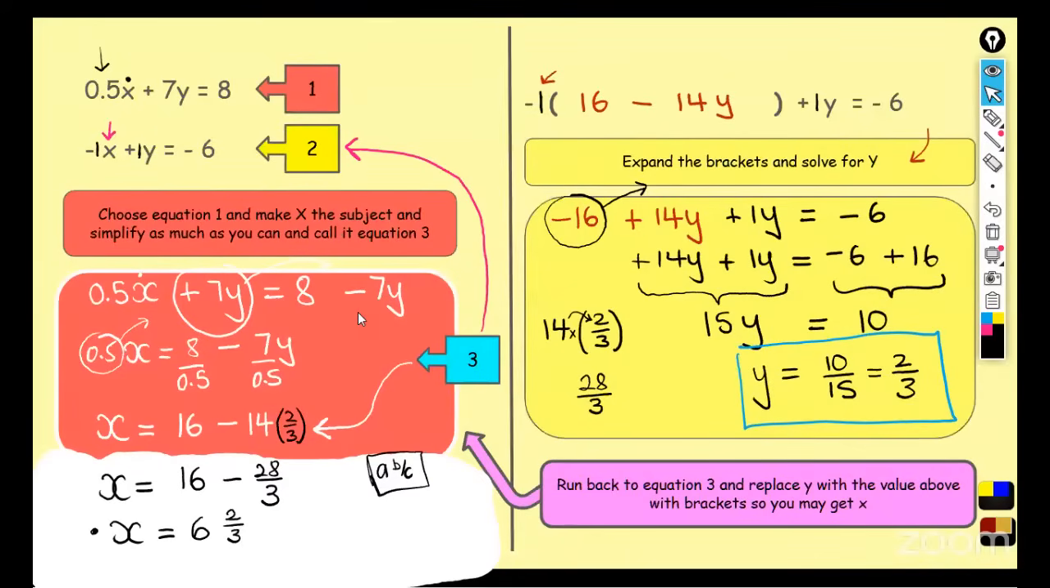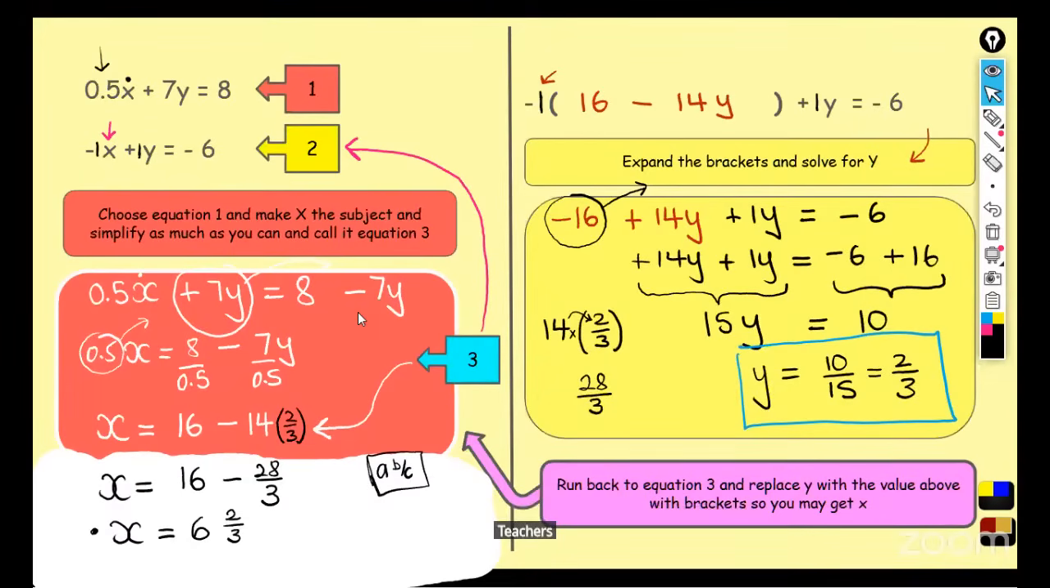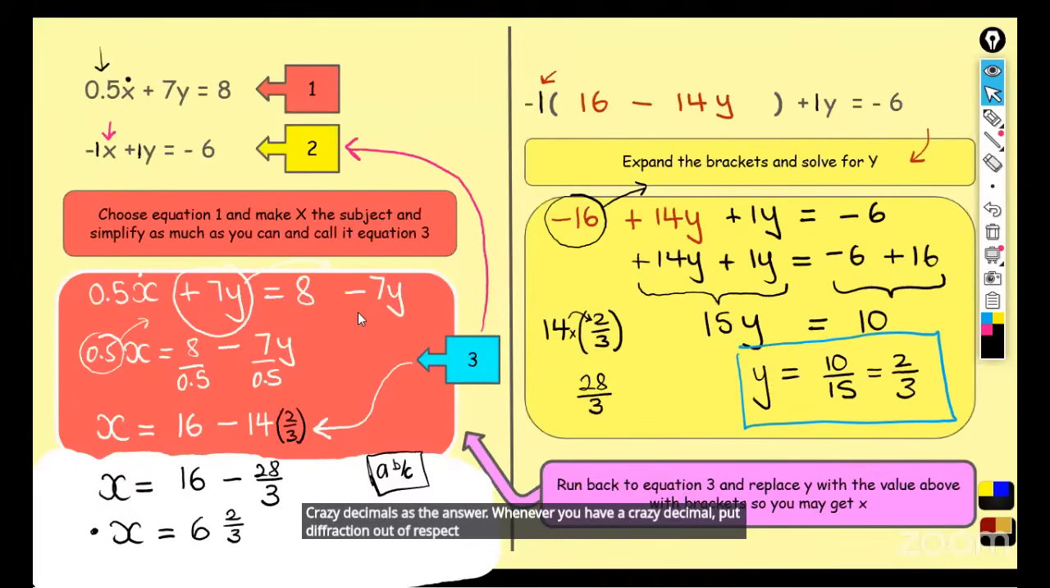Like I said, if you decide to use 0.66, like the decimal, your answer will obviously look different to mine. But like I said, teachers have a dislike, and myself too, included, when people quote crazy decimals as the answer. Whenever you have a crazy decimal, put the fraction out of respect for the person correcting your paper.